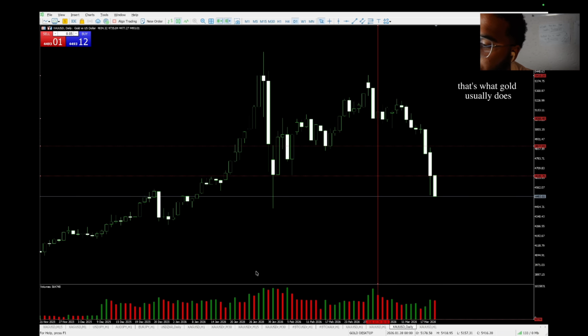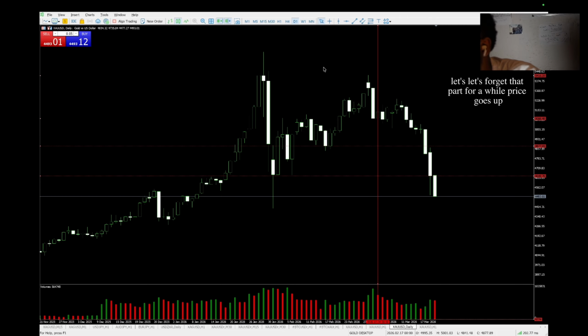That's what gold usually does. It goes up, comes down, goes up. But it retests that down move. It retests the previous area where it broke through. So price goes up, comes down, goes up. It broke this level. It has to retest that level. Okay, it extended too much a little bit, but let's forget that part for a while.